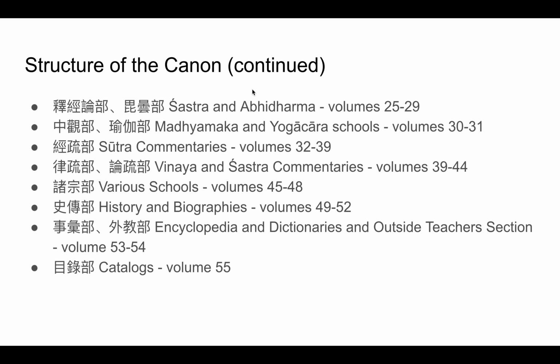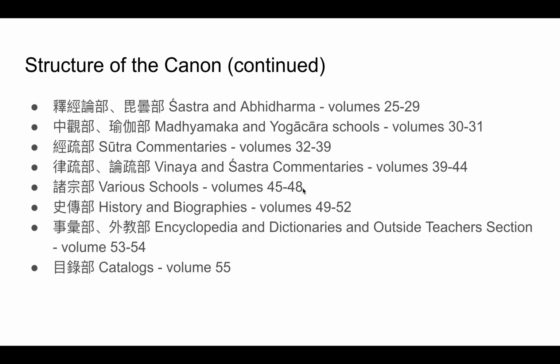The Shastras and the Abhidharma. Now the Abhidharmas are commentaries and kind of organization of the principles from the discourses of the Buddha. The Shastras are more commentaries on that. So we have the Shastras and Abhidharmas in 25 to 29. Then we have the schools, Madhyamaka and Yogacara schools, 30 to 31. And then we have Sutra commentaries. These are typically commentaries on the Mahayana sutras. Then we have more commentaries. We have commentaries on the Vinaya and the Shastras. So we have commentaries on commentaries there.